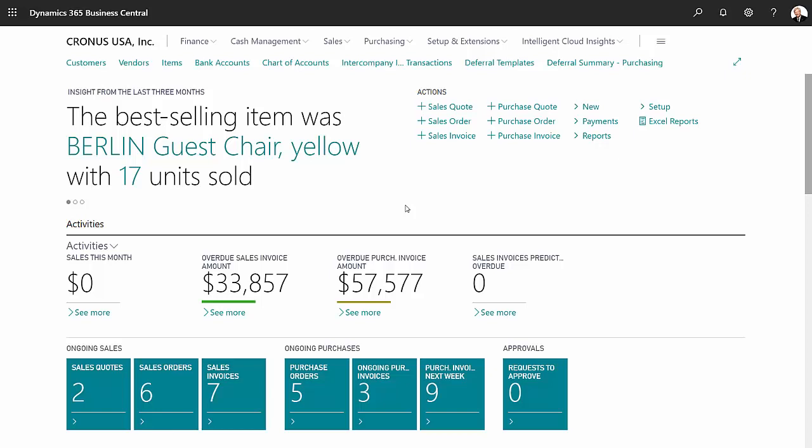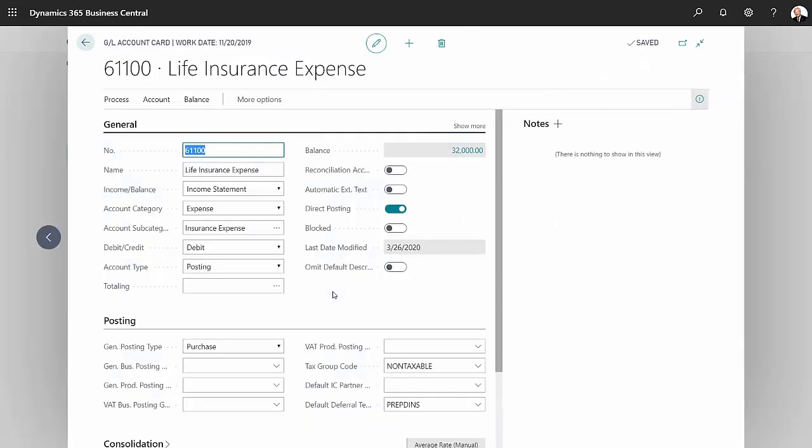So let's take a look at some of the setup involved in this. Number one, I'm going to look at the account. This is the account card for this account in my general ledger. Down here under posting, I've got a deferral template, and I've identified the deferral template, which we'll look at next.